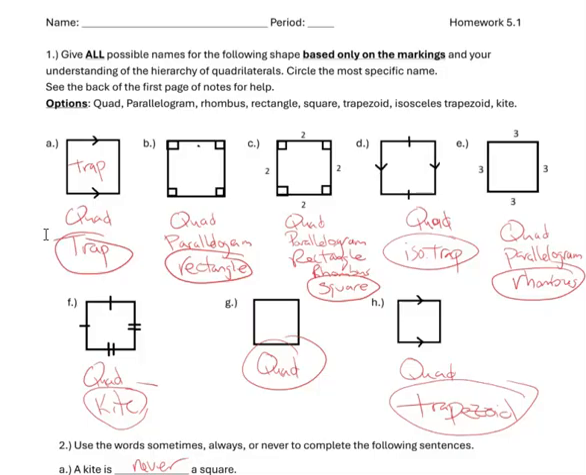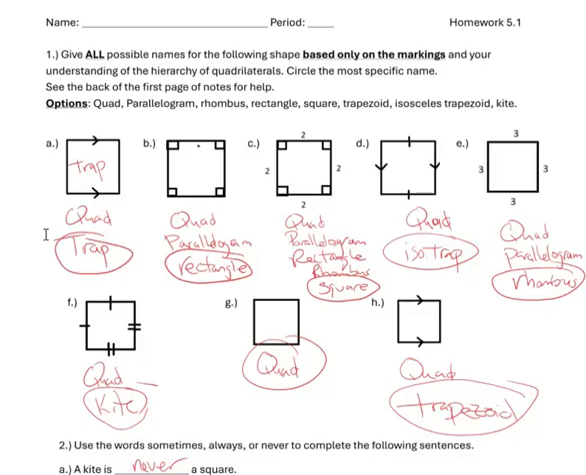The next one has one pair of opposite sides being parallel and the other sides being congruent. I left one answer out here. This should be quad, trap, and isotrap. The next one is going to be a quad. It's going to be a parallelogram and a rhombus as well. If it is going to be a rhombus, then it's got to be a parallelogram.